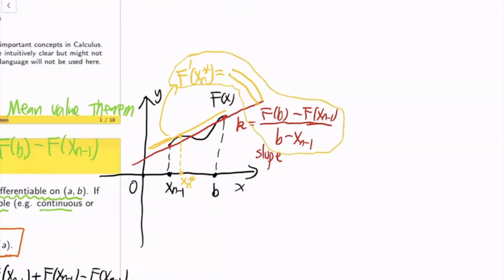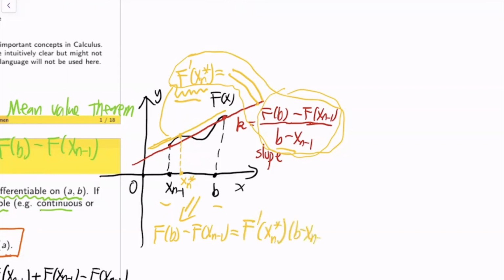This is the mean value theorem. What it says is that you can find a point between the two endpoints such that the derivative at the point equals the slope of the line connecting the two endpoints. So if I rewrite this, I get f(b) minus f(x_{n-1}) equals the derivative of f evaluated at some intermediate point times (b minus x_{n-1}).